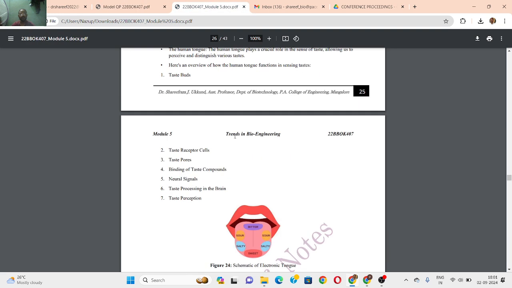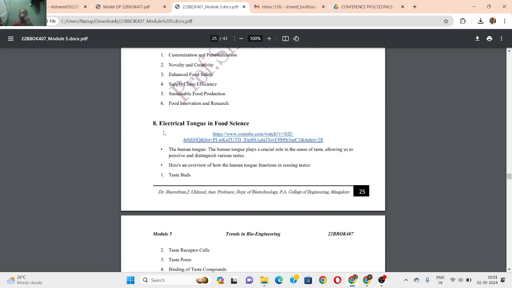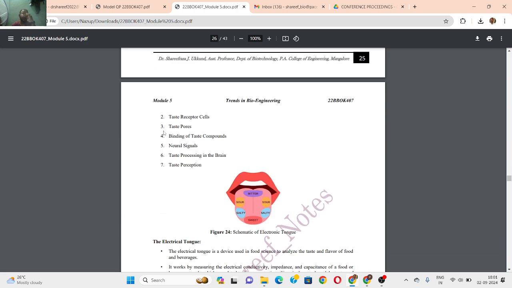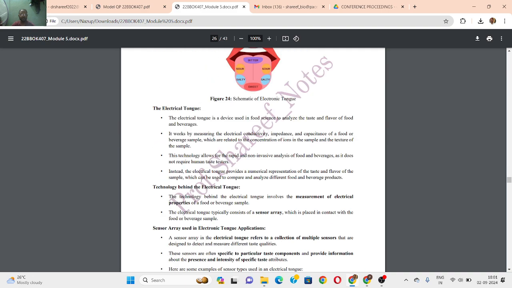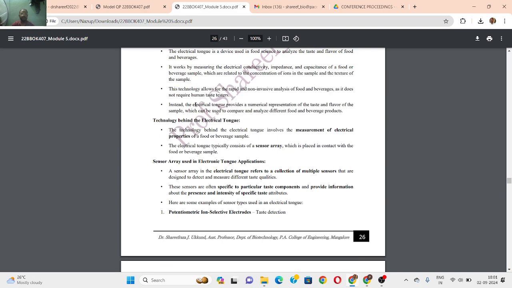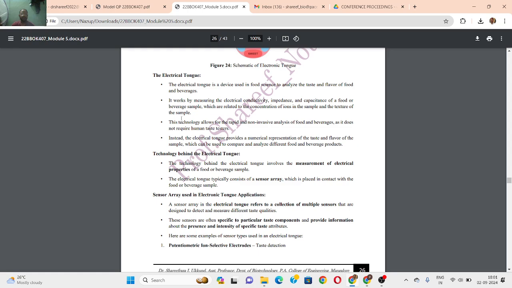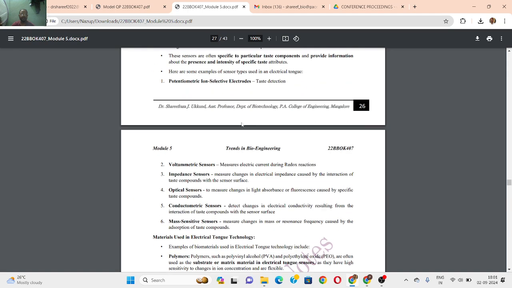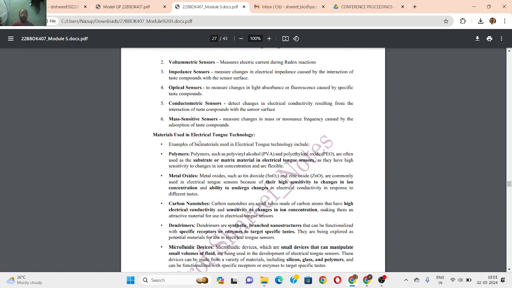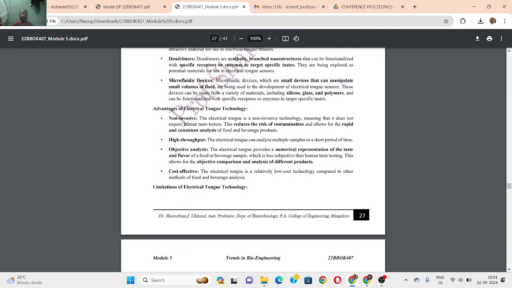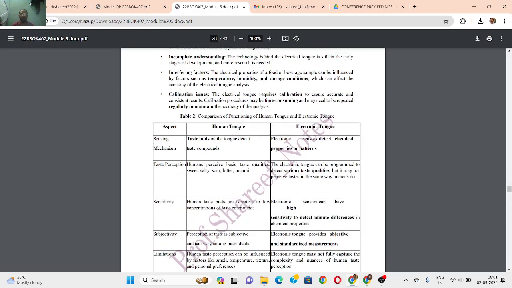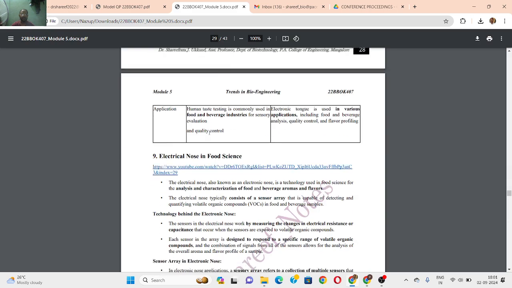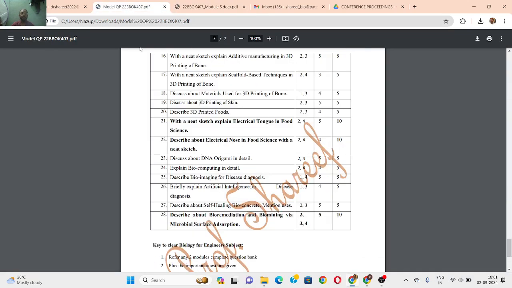Next, we are having: explain and sketch the electronic tongue in food science, that is for 10 marks. So for the electronic tongue, whatever is mentioned in the topic you have to explain. There are around 7 sensing tests that you have to mention here, and start with the electronic tongue, its mechanism, the technology behind it, sensor arrays, and the steps and the materials used. Materials used you can just simply mention, but advantages and limitations you have to write. And if you can include a table in 1 or 2 points, it will be great to get full marks.